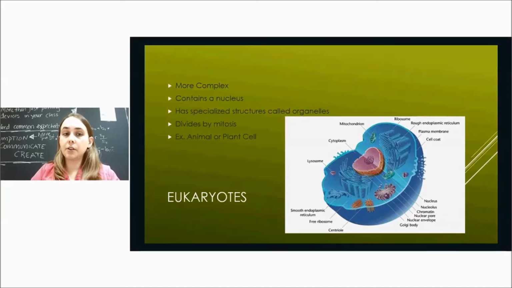Eukaryotic cells are more complex. They do contain a nucleus, and they have specialized structures called organelles, which are kind of tiny little organs that help the cell do its jobs. They divide through a process called mitosis, and examples of eukaryotic cells are animal and plant cells. Also, we've talked about fungi and protists, which are under the domain Eukarya.